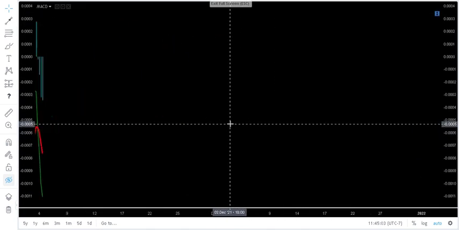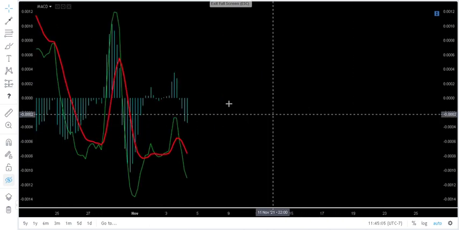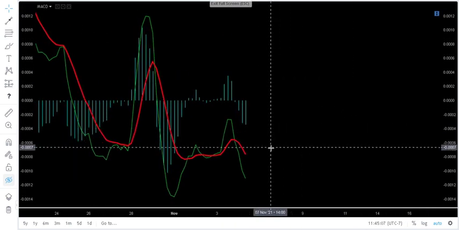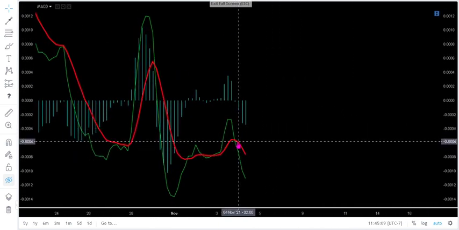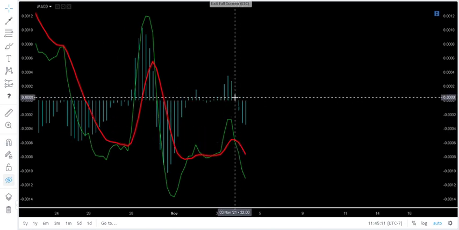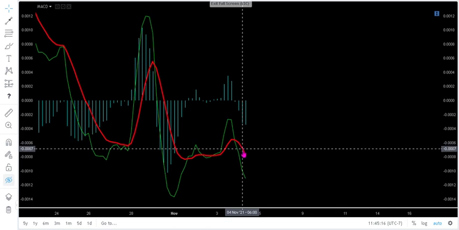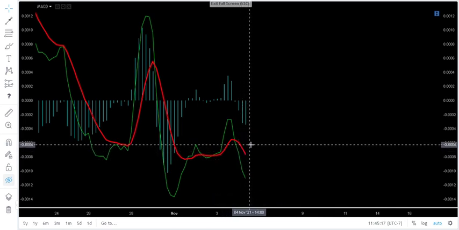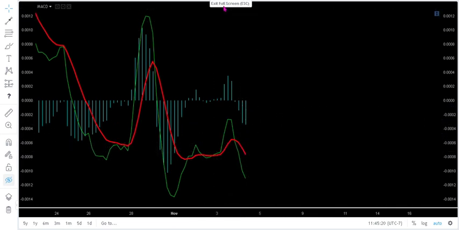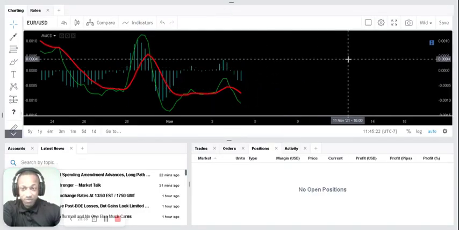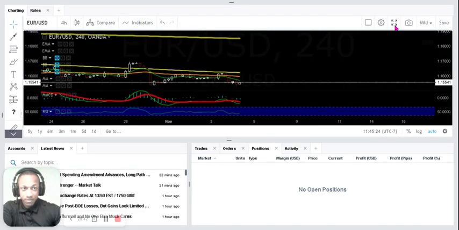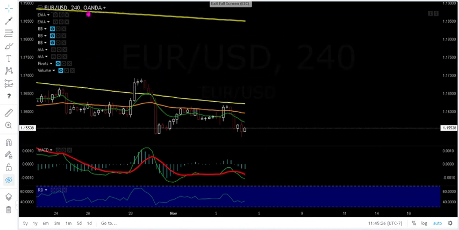What's going on with the MACD? Damn, look at it. This is strong, man. We got a down. It's already under the histogram. And we had a cross of the red over the green, the signal over price. Strong. That's really strong. I mean, that's a strong downtrend on H4.